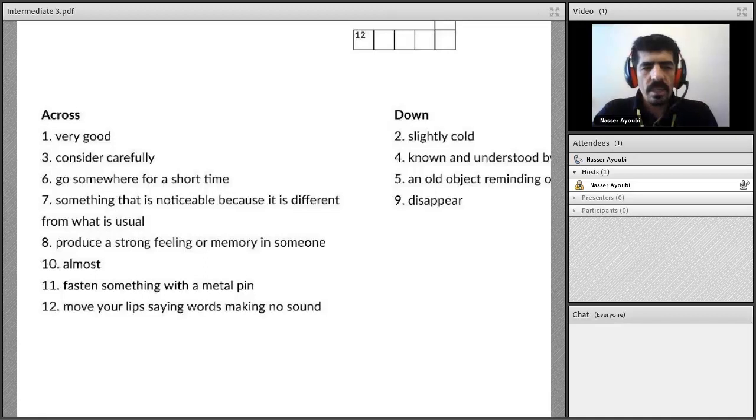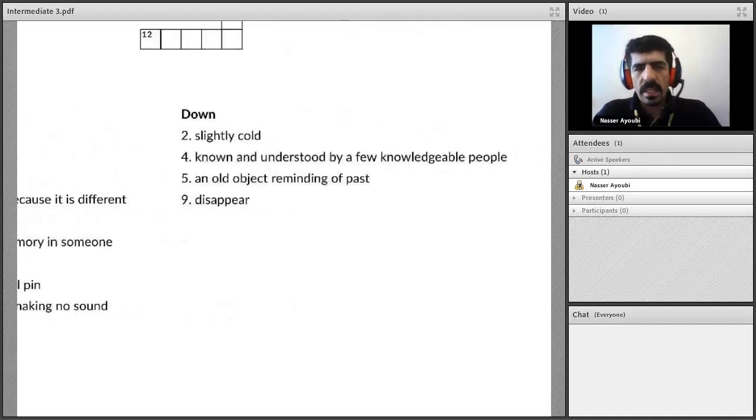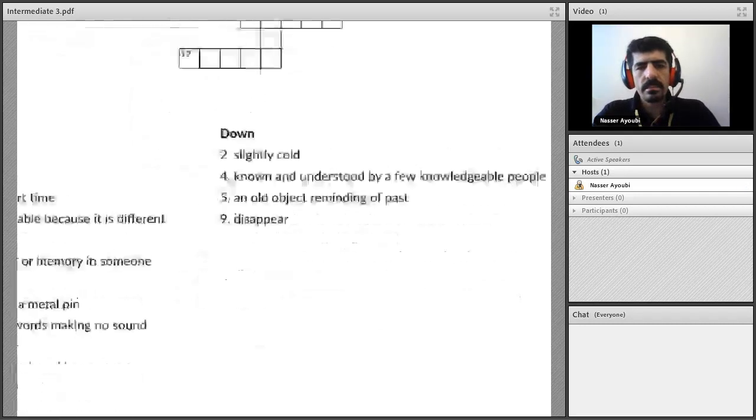12. Move your lips, saying words making no sound, is mouth. 2. Slightly cold is nippy. 4. Known and understood by a few knowledgeable people, esoteric. 5. An old object reminding of the past is relic. Disappear is evaporate. Good.